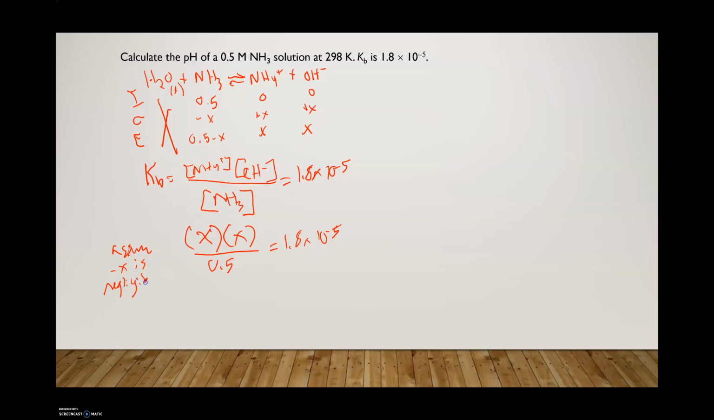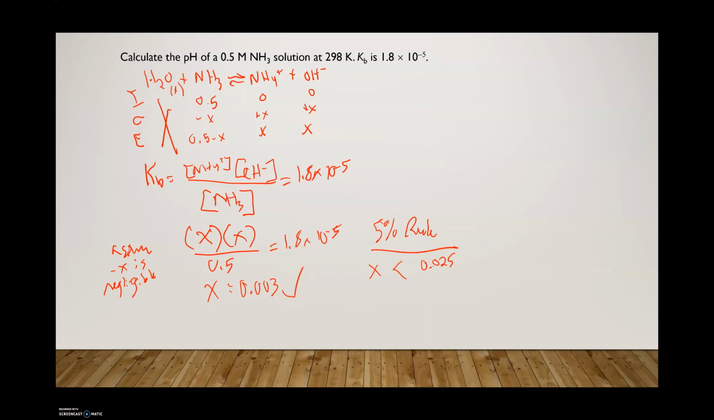We talked about the 5% rule in part 2, so we're going to use that rule here. So we're going to solve for X. In this case, you're going to take 0.5 times 1.8 times 10 to the negative 5. You're going to take the square root of that value, and what we get here is 0.003 for our X. So for the 5% rule, we're going to take 5% of 0.5, and that's going to give me 0.025. So we need to look at X here. X is going to be smaller than that, so that means that this X is valid.